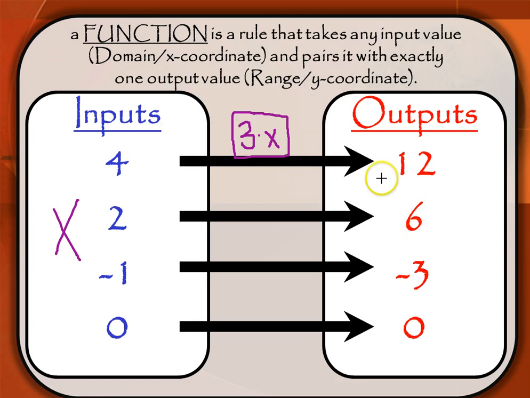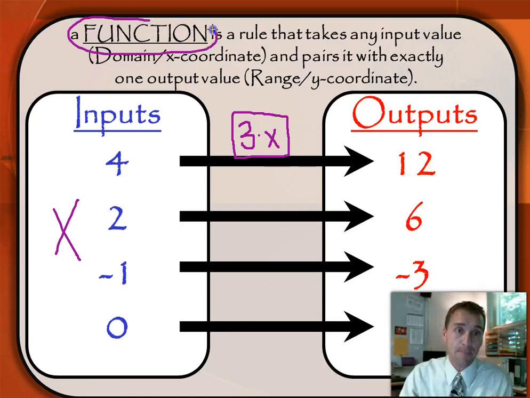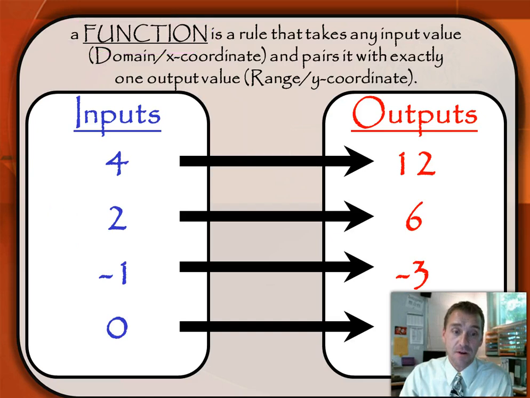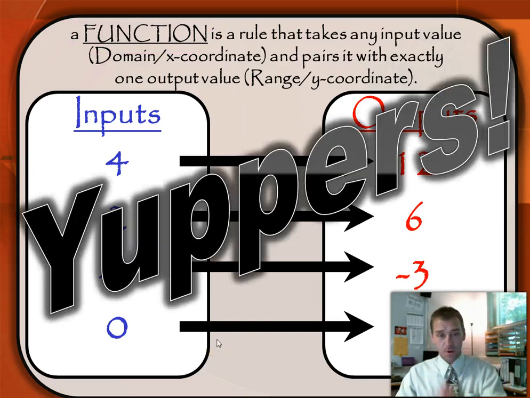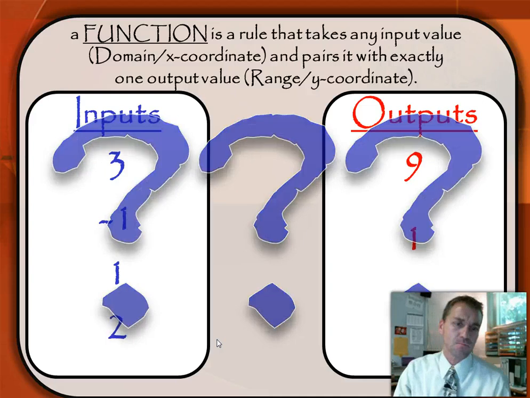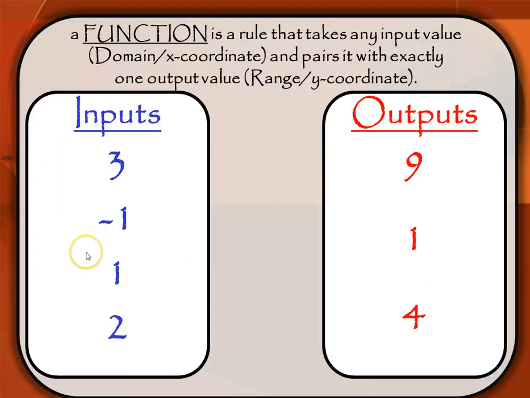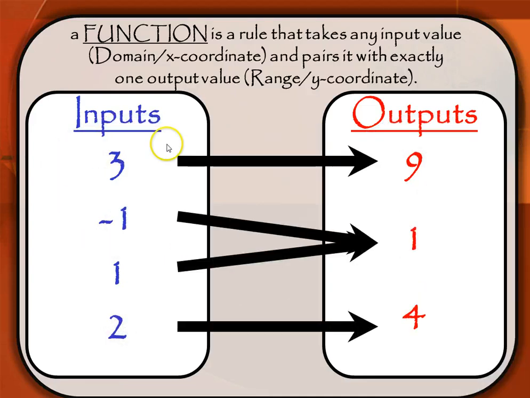But here's the scoop. As you see, each input value is being paired with exactly one output value. That is absolutely a function. So that is a very, very good function. How about this one? What if I take these input values now and the rule looks like this? So 3 is being mapped over here to 9, -1 and also 1 are being mapped to my range value, my y value, of 1, and 2 is being mapped to 4.